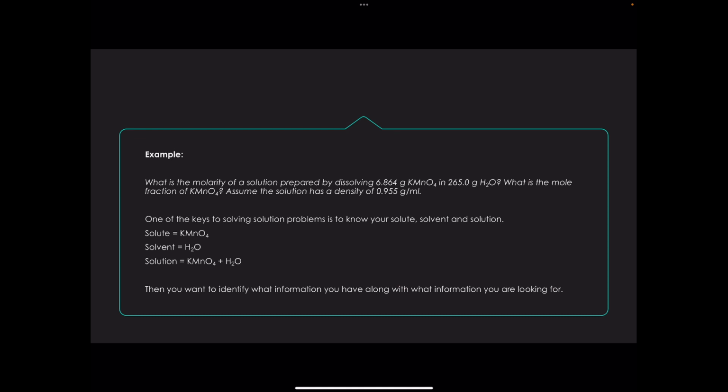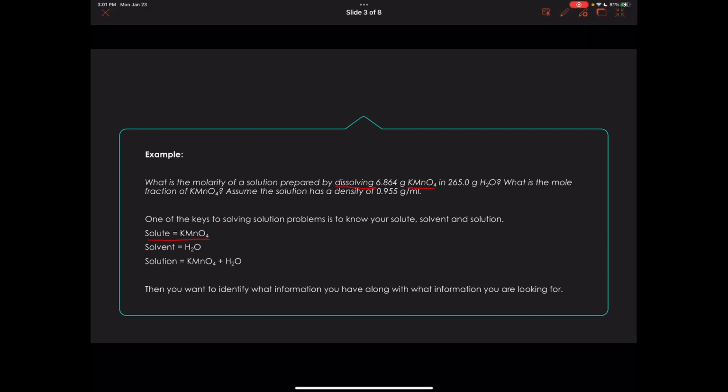One of the keys to solving solution problems is to know your solute, solvent, and solution. That is just a good habit to get into. Identify what is what. So remember, your solute is what is being dissolved. We're told we're preparing the solution by dissolving potassium permanganate. So that makes the potassium permanganate my solute. It's being dissolved in water, so that makes the water my solvent. And so my solution is the mixture. It's the solute plus the solvent, so my potassium permanganate plus my water.